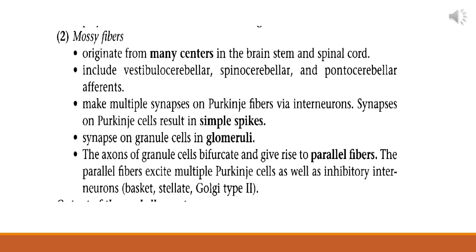They synapse on granule cells in glomeruli. The axons of granule cells bifurcate and give rise to parallel fibers. The parallel fibers excite multiple Purkinje cells as well as inhibitory interneurons, that is basket, stellate and Golgi type 2.